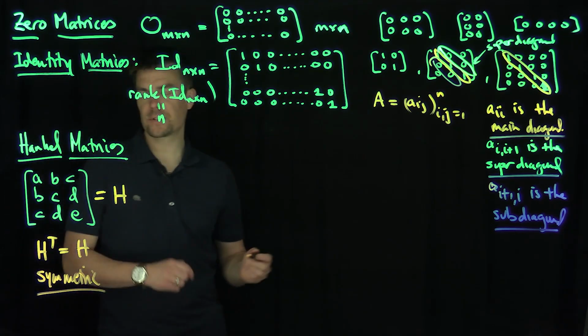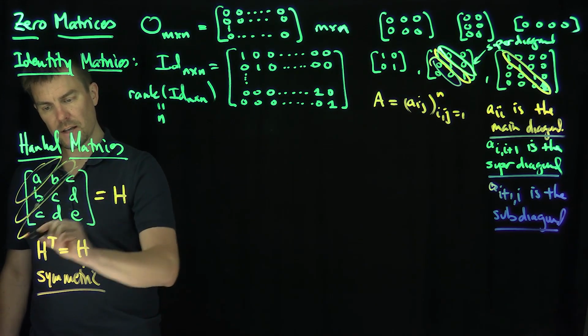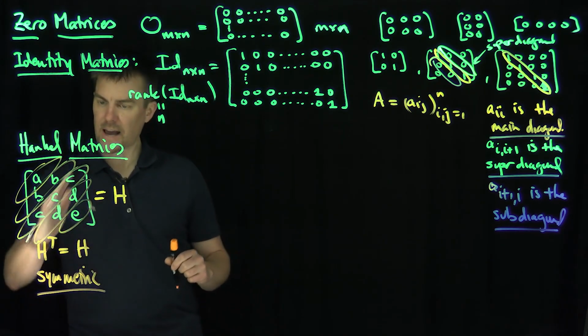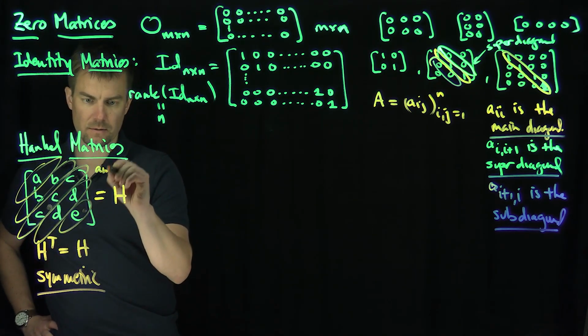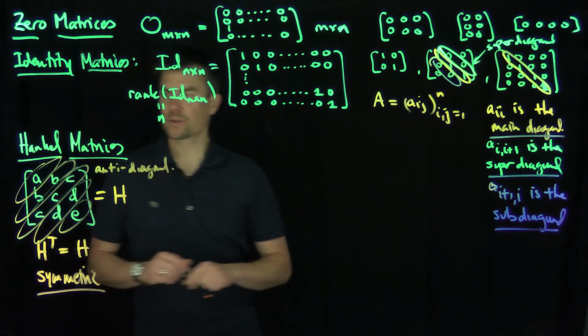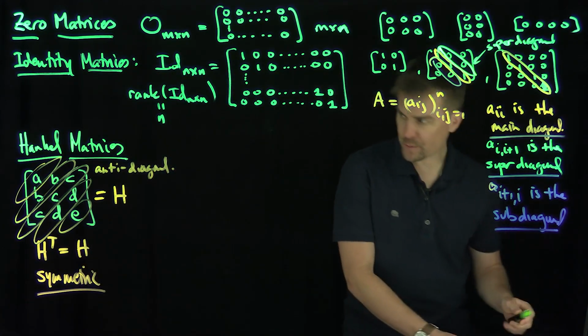And also, what can we say about these Hankel matrices? These Hankel matrices are constant along these, which are not called diagonals, these are called anti-diagonals. So the anti-diagonal over here, that's an anti-diagonal. Okay? So Hankel matrices are constant along the anti-diagonals, so that's an important class. Of course, we can do more examples.